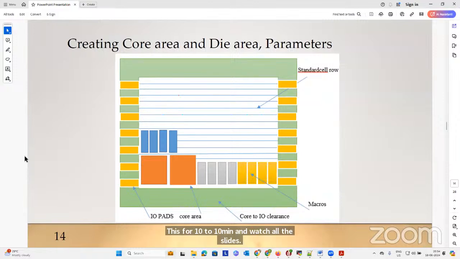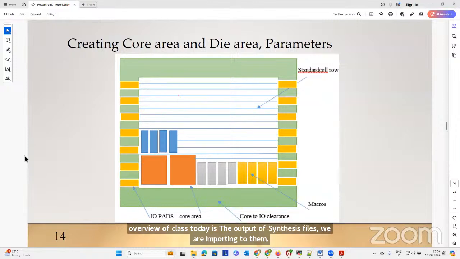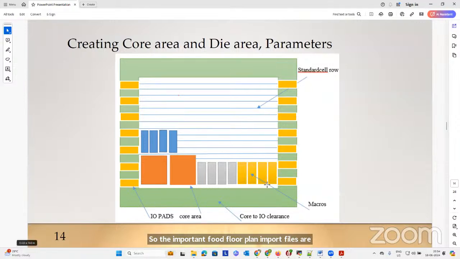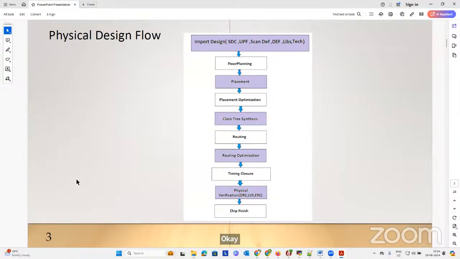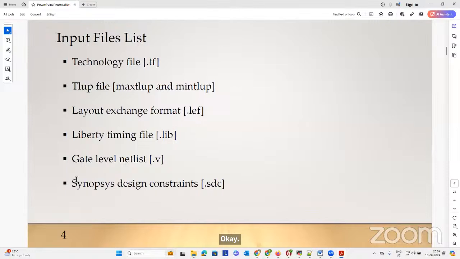The overview of class today is the output of synthesis files we are importing to the floor plan. So the important floor plan input files are SDC, UPF, scandef, DEF files, lib files, and Verilog netlist. These all files are the input files for floor plan.